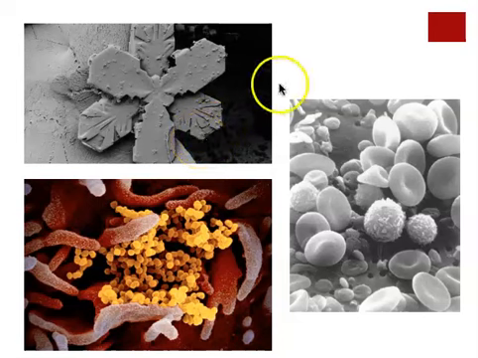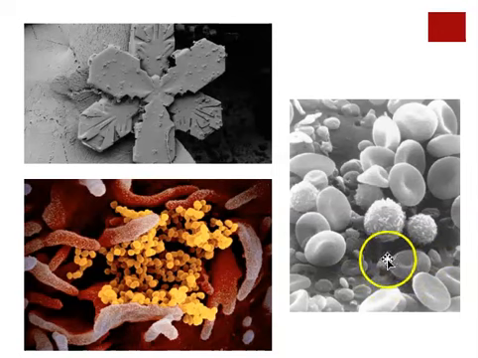Over here, you've got another blood smear, but look at how detailed this is. You can see individual red blood cells. Those are the ones that have that central sort of dimple in them. You can also see white blood cells. You can also see platelets. Amazing, amazing level of detail with an electron microscope.